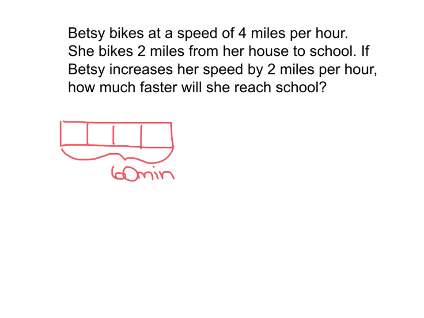So we need to figure out how many minutes it takes her to bike each mile. So 60 minutes, she bikes 4 miles. If you do 60 divided by 4, you would find that each mile is 15 minutes. So Betsy bikes 15-minute miles.